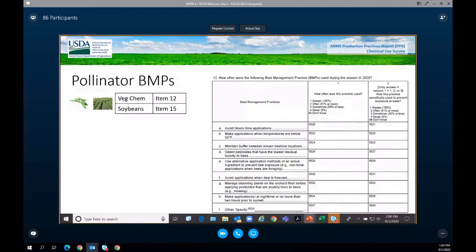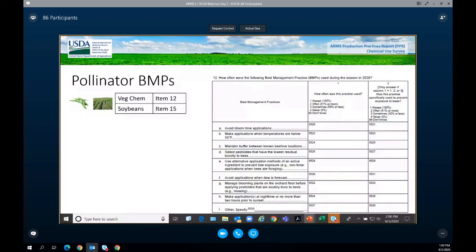A lot of growers may opt to do a soil or chemigation application instead of a foliar spray if they're worried about hitting the bees. Avoiding applications when dew is forecast, because that can result in a toxic residue level on the surface of the leaf for an extended period of time that the bees can come in and forage for water. So avoid that exposure pathway.